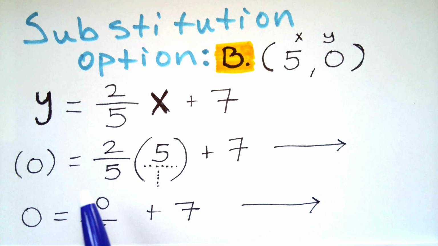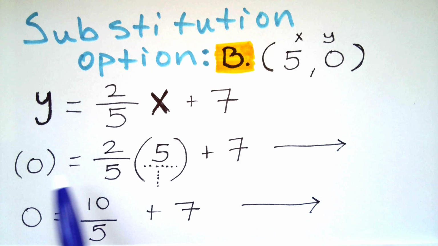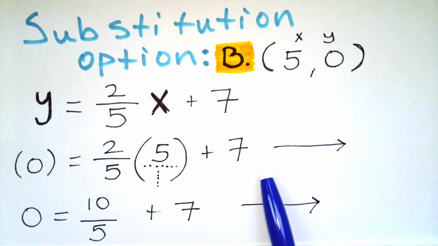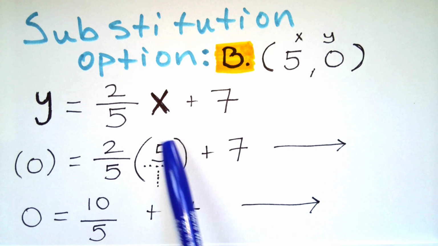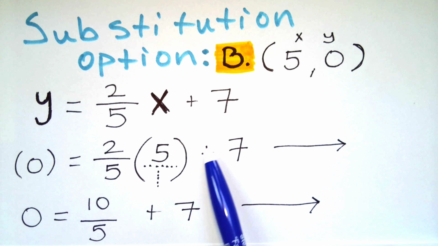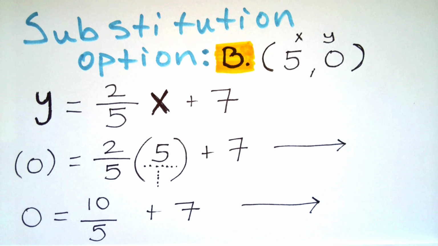All right. Order of operations says parentheses first. Nothing here. Okay, any exponents? No exponents. Can I multiply or divide? Yes, I can. 2 times 5 is 10. 5 times 1 is 5. Bring down the plus and the 7. I'll bring down the 0.